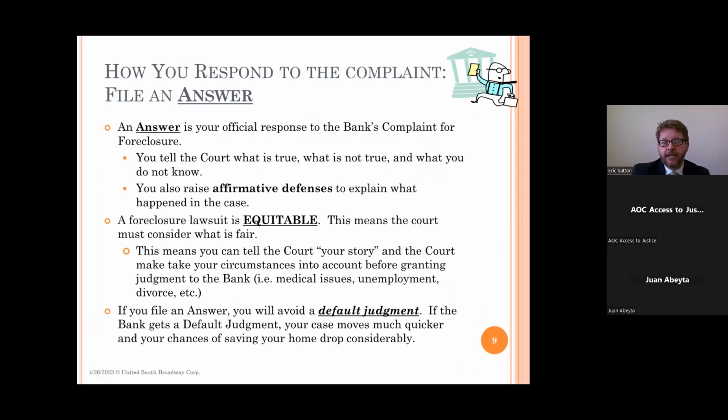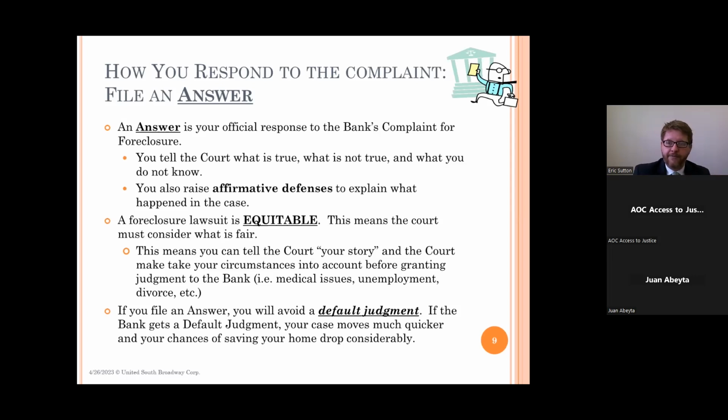So in an answer, and I'll get to an example answer in just a minute here, it's the official response to the bank's complaint. You tell the court what is true, what's not true, and what you don't know, as I mentioned before. The borrower can also raise affirmative defenses to explain what happened.